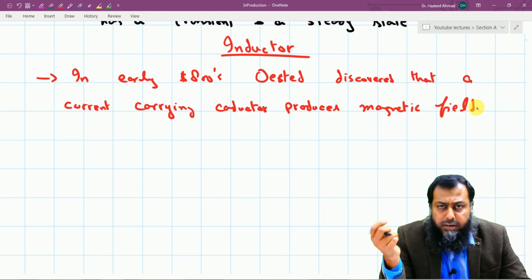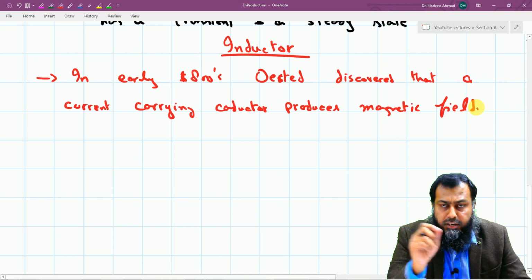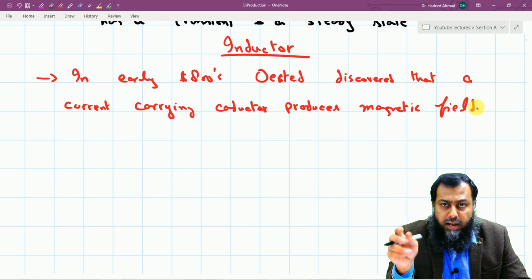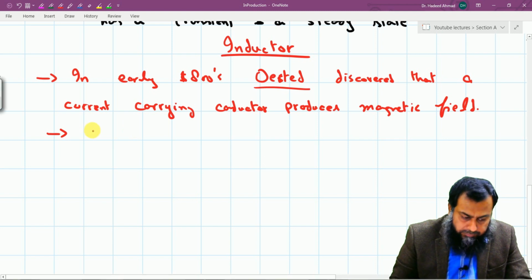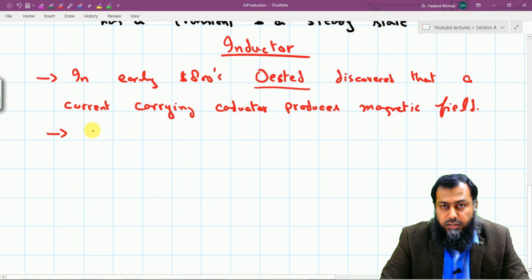Later on, Ampere discovered that the current which generates this magnetic field has a proportional relationship with it. So if the current is changing with time, then the magnetic field also changes in time, and that induces the voltage in the nearby circuit.